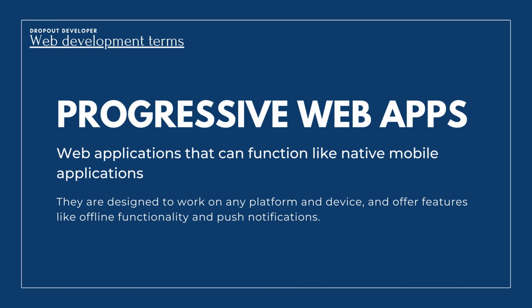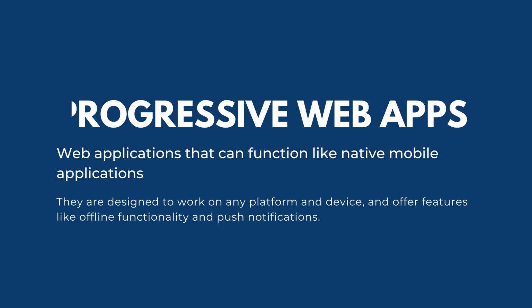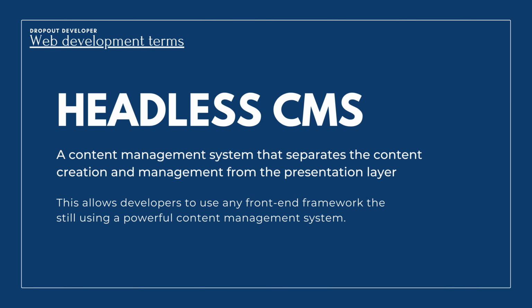Up next, we have progressive web apps. These are web applications that can function like native mobile applications, offering features like offline functionality and push notifications. Now, let's talk about Headless CMS. This is a content management system that separates the content creation and management from the presentation layer, allowing developers to use any front-end framework they choose.